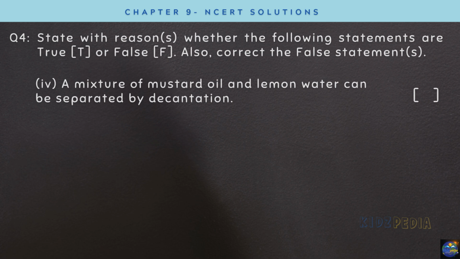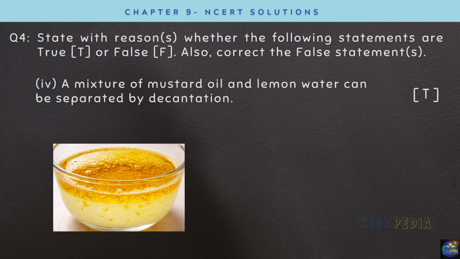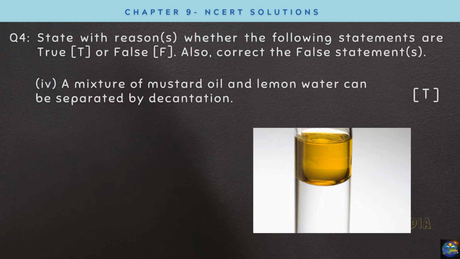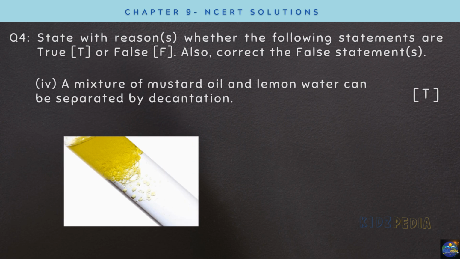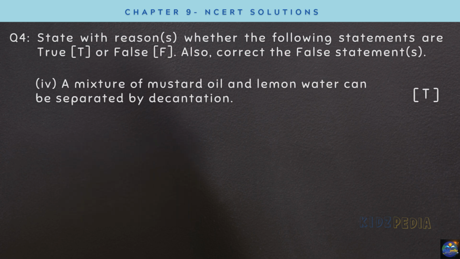Next question. A mixture of mustard oil and lemon water can be separated by decantation. This statement is true. Mustard oil and lemon water do not mix with each other. When they are kept undisturbed for some time, the mustard oil forms a separate layer on top because it is lighter than water. In decantation, the top liquid layer is carefully poured into another container, leaving the bottom liquid behind. In this way, mustard oil can be separated from lemon water.